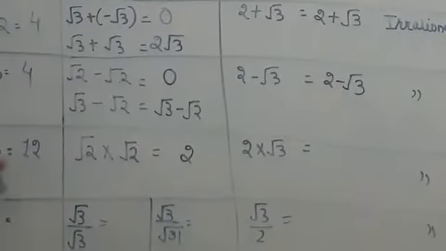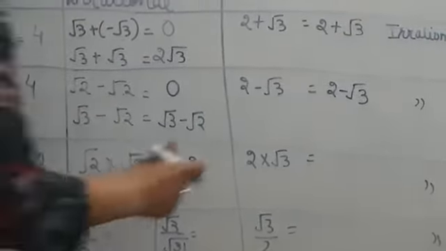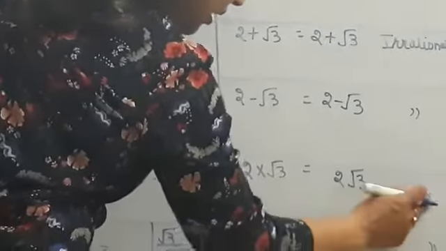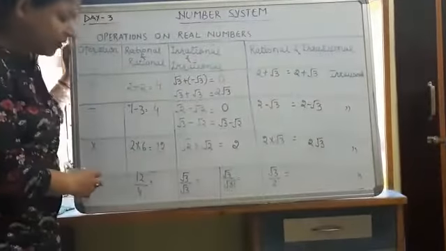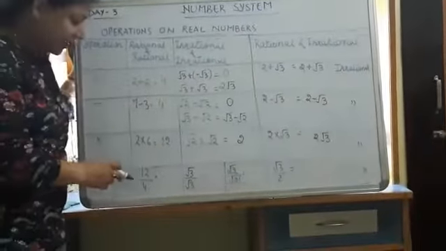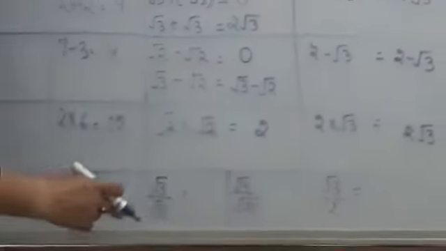Now if I am going to multiply a rational and an irrational number, what will I get? 2 and root 3. I will get 2 root 3, which is always an irrational number. Now if I am going to divide two rational numbers like 12 and 4, what will I get? 3, which is always a rational number.